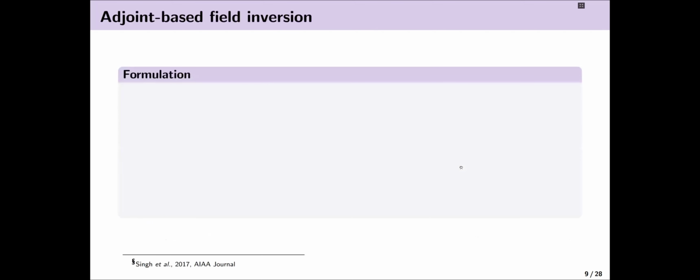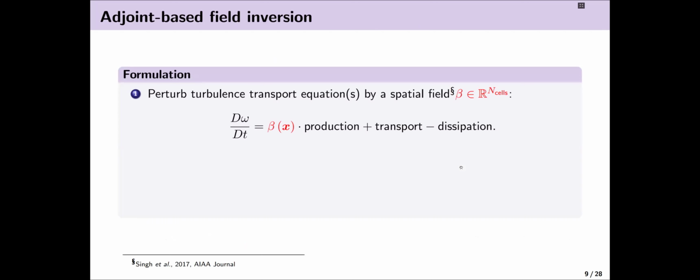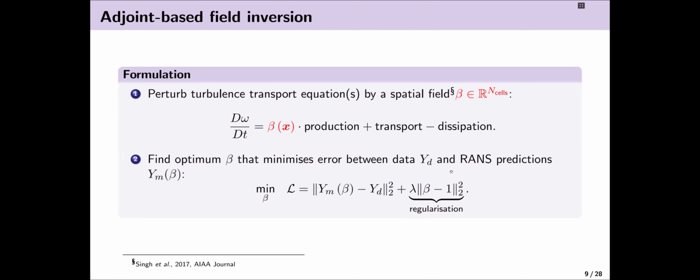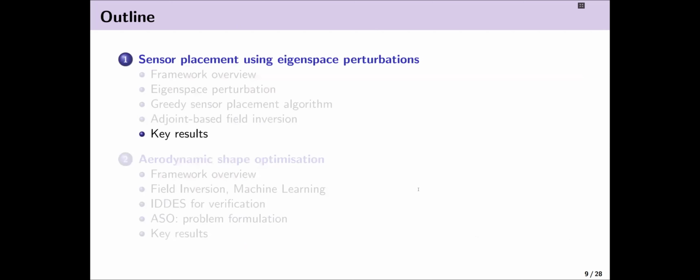A quick recap going over the adjoint-based field inversion, we've already kind of seen it. So it's basically perturbing the transport equation for your turbulence model. In this case, we're using the SST model, so we're perturbing the production term. And then we're solving an optimization problem where we have the streamwise velocity data. We're minimizing the error, and then we're regularizing the problem as well. So it's quite standard. We've already seen this earlier.